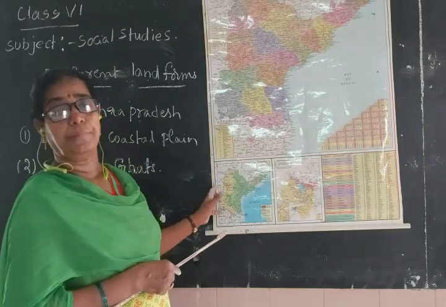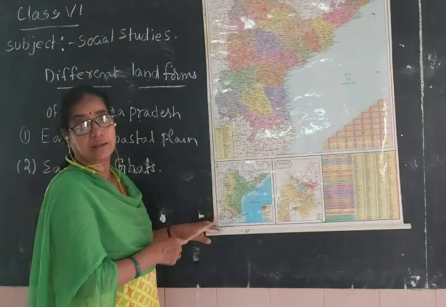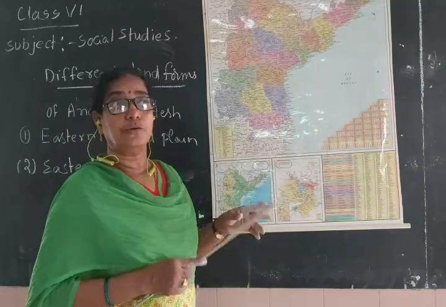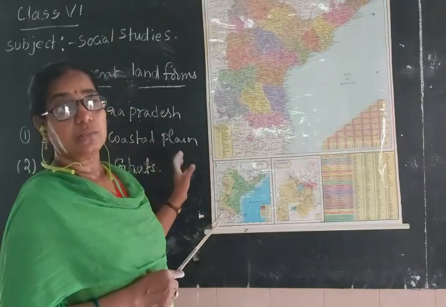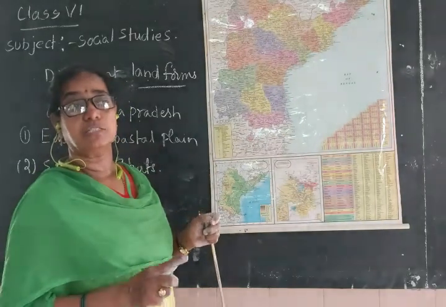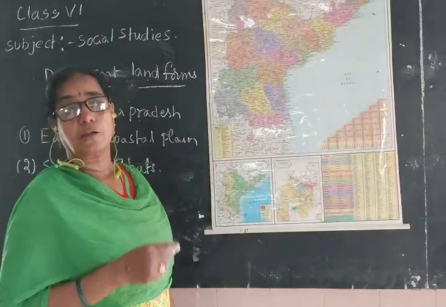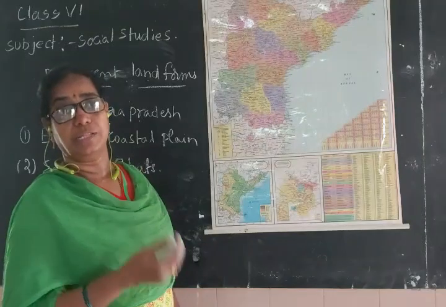Next we come to the west of the Eastern Ghats. Then we can see the plateau region, which is shown with the yellow color. The four districts, Kadapa, Kurnool, Anantapur and Chittoor, are in this plateau region. The plateau region is covered with rocks. There is a lack of rains. These are not suitable for crops, but some crops are grown with the available water.